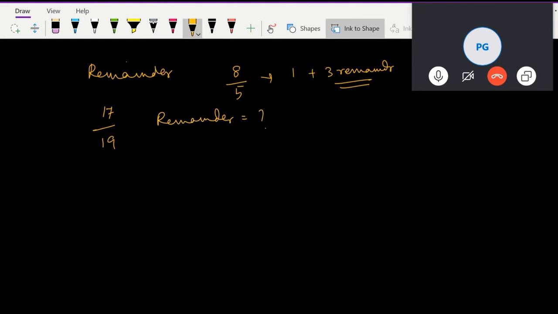17 by 19 remainder. It will be 17, right? Correct. Remainder will be 17, right? What is the remainder when 17 square is divided by 19? So all of you would be doing calculation like 17 into 17, that is 289 divided by 19. You're doing this, right?